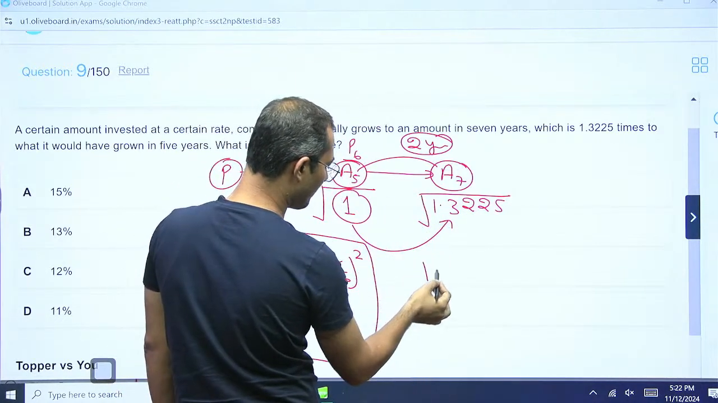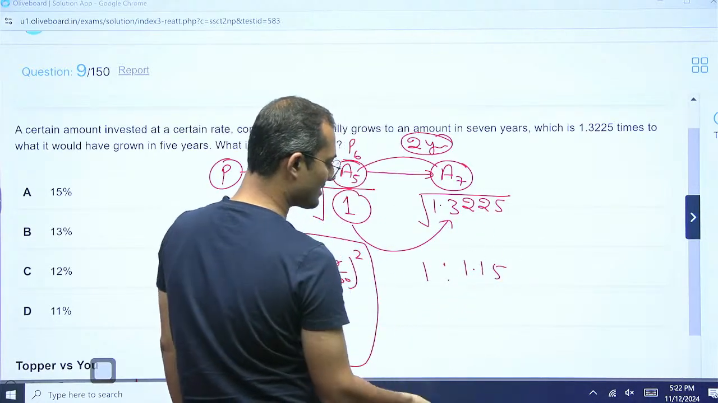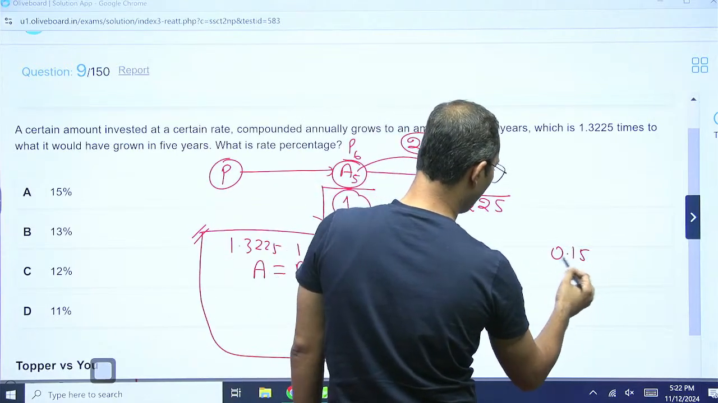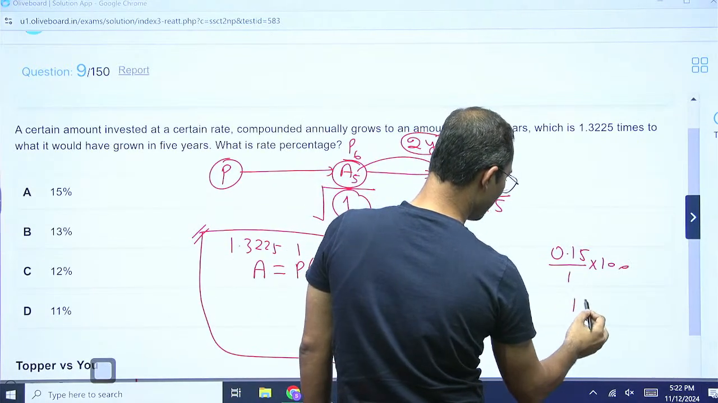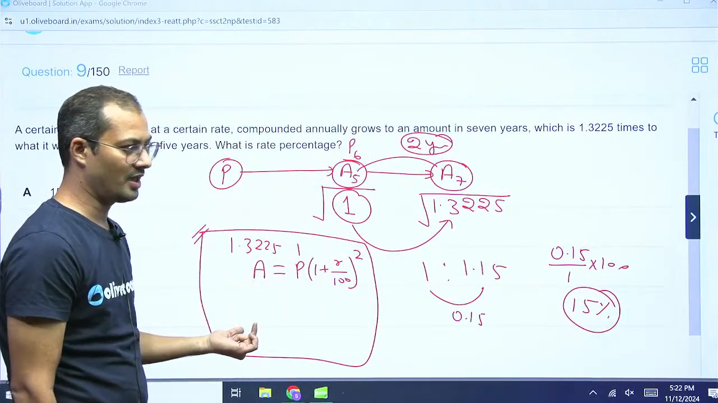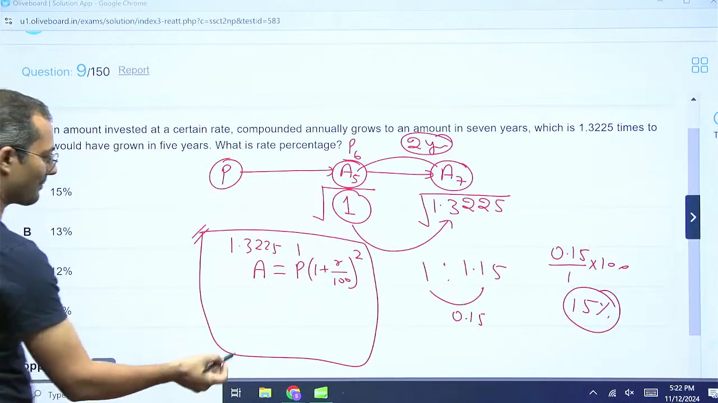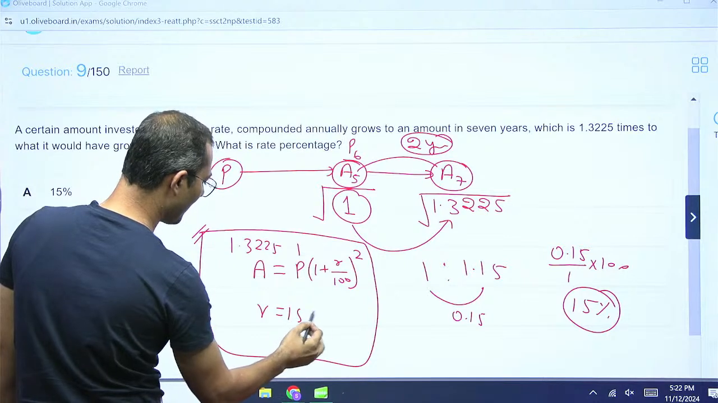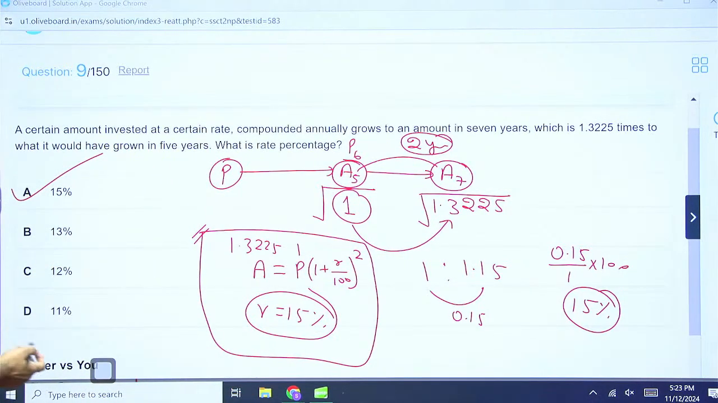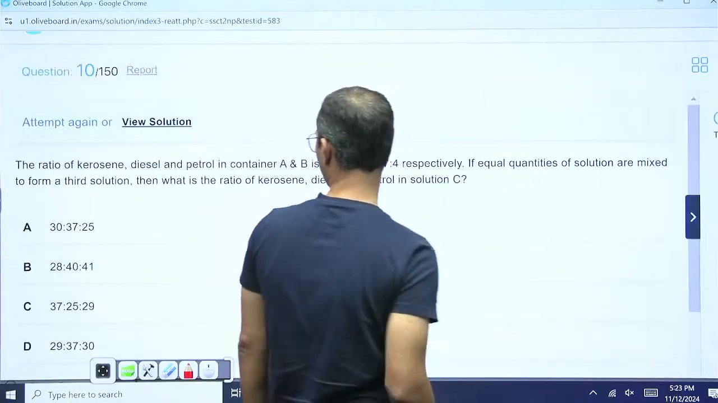So square root of 1 is how much? 1. And this is the square root of what? 1.15, right? So we can say that there is an interest of 0.15 at rupees 1. So 0.15 at rupees 1 into 100. So we can say that 15% is the right answer. Either you can use the formula or you can use the smart approach. I have already told you both approaches, right? It's up to you. After solving this, you will also get 15% rate of interest. So we can say that A part is the right answer. A part is the right answer. Yes. Moving to next question.